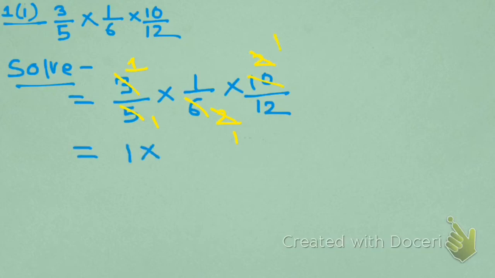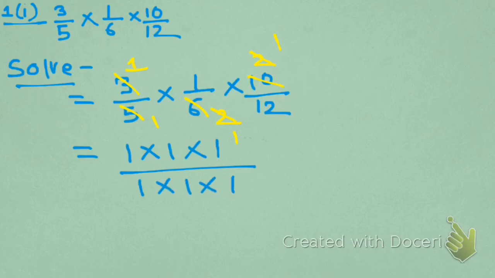So it will give us 1 into 1 into 1 and 1 into 1 into 12. It will give us 1 upon 12. This is our answer. Let's see another question.